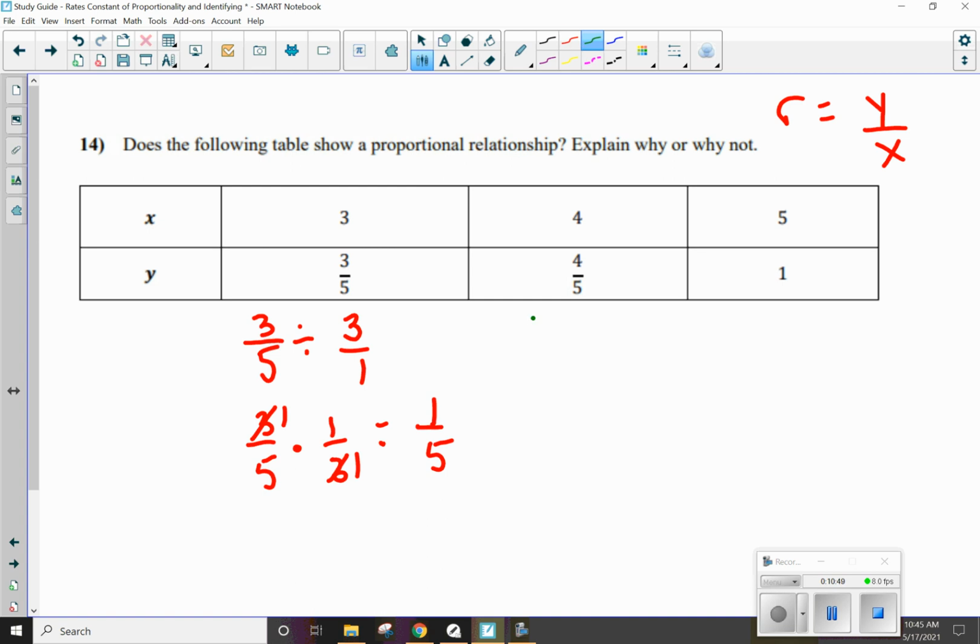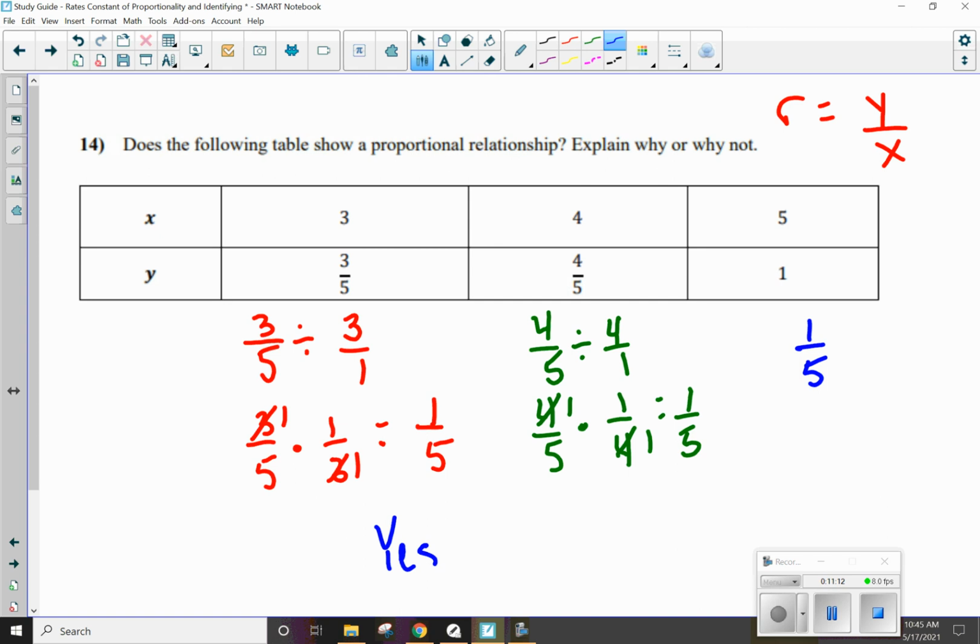Let's do the next one in green. 4/5 divided by 4 over 1. We're going to do keep, change, flip. I can cross simplify here. And I see that I'm also going to get 1/5. So far it looks good. Here, y over x, well, my y is 1, my x is 5, so I get 1/5 for the last one. So yes, this would be a proportional relationship because you get the same constant of proportionality for all your points.